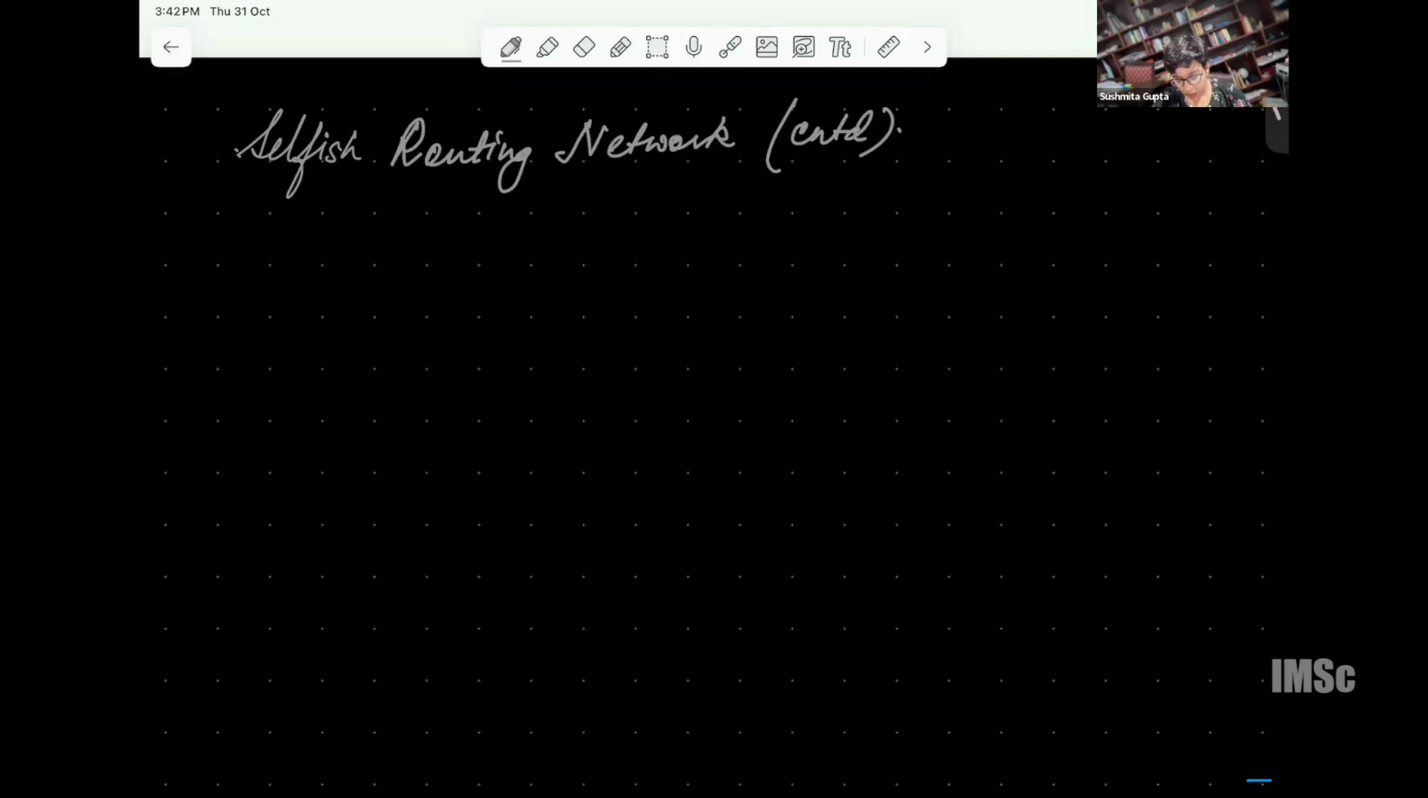Okay, so the goal today is to talk about these two results. Yesterday we left at a point where I said that in an atomic selfish routing network, the price of anarchy can be 5 by 2, right? And it turns out that there can be multiple, you were given an example.